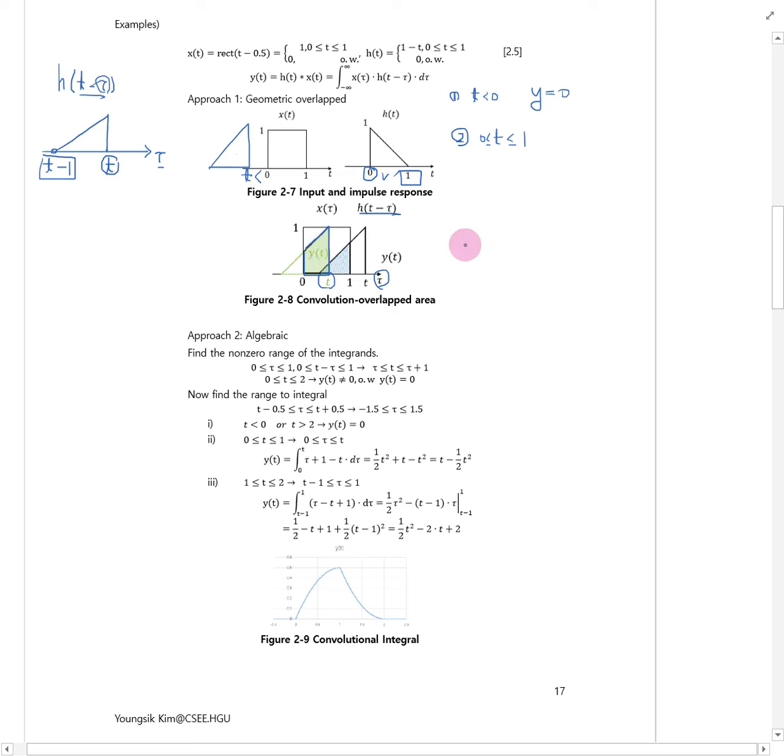The third one, if t is greater than 1 and less than 2, then it looks like this one. So the calculated area becomes a triangle. And lastly, if t is larger than 2, in that case it looks like this kind of function. So by the product of these two shapes, y(t) goes to 0.